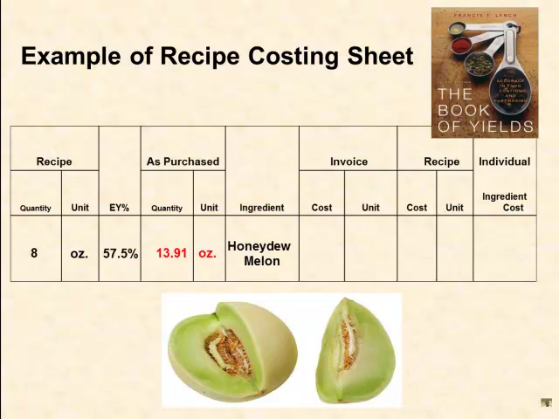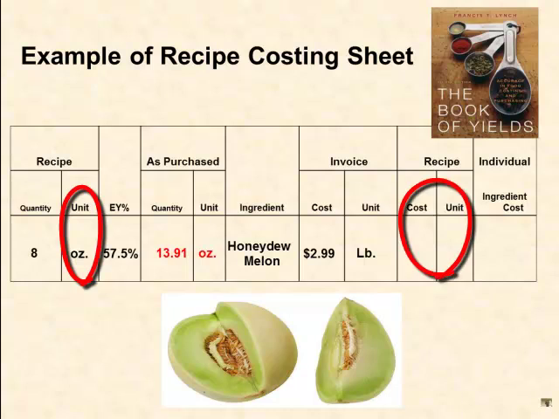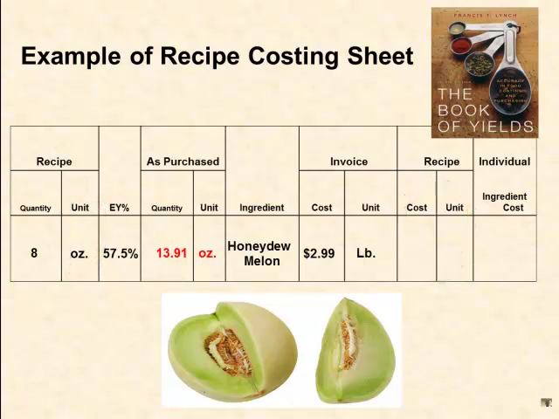In the case of honeydew melon, it is sold by the pound with, let's make up today's price of $2.99 per pound. So that's how you buy it. But we want it in ounces because that's the way our recipe is. How much does it cost us per ounce of honeydew melon? Well, because our recipe calls for ounces, we would take the $2.99 price per pound and divide it by 16 to get the price per ounce, which comes out on a calculator to 0.1868, or 19 cents per ounce.